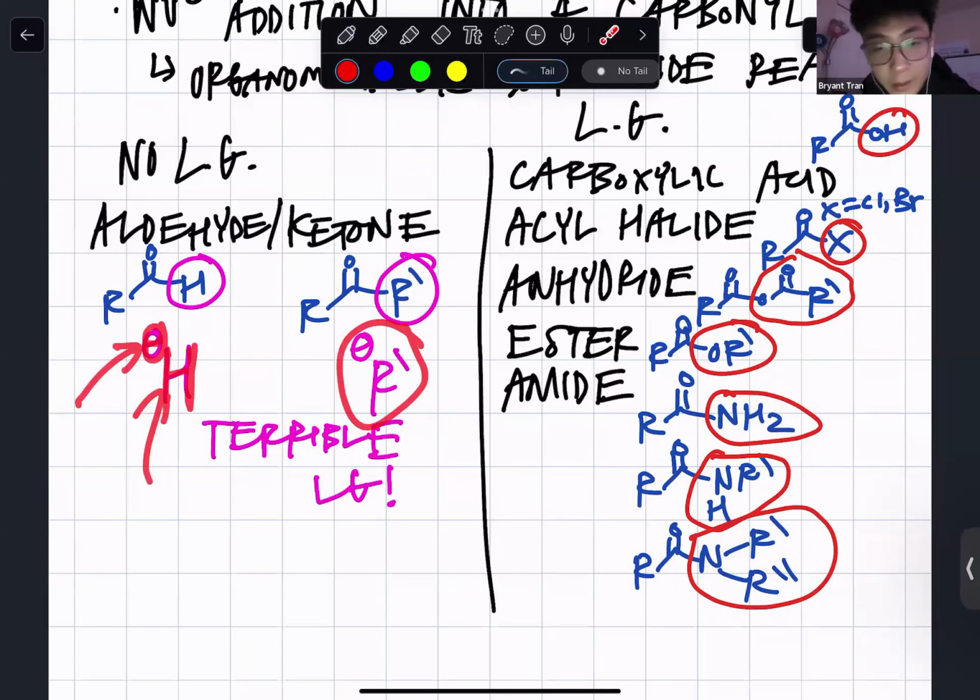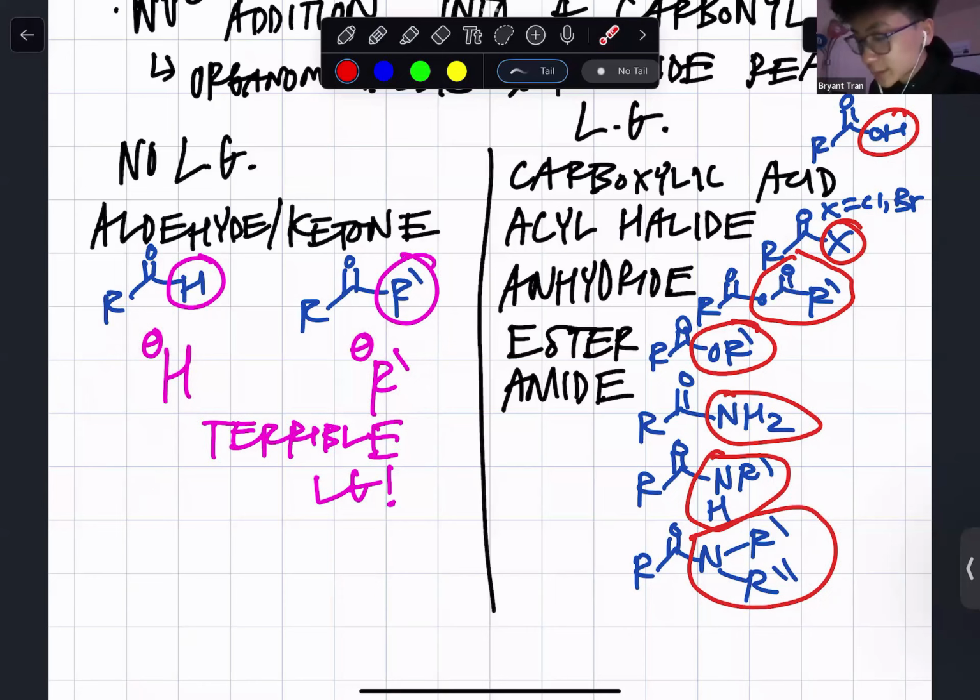This R group here, like a carbon atom, right, is not very electronegative, so the negative charge is not as stable on that carbon atom either, right? So that's why we consider these as terrible leaving groups, and these ones here as good leaving groups.